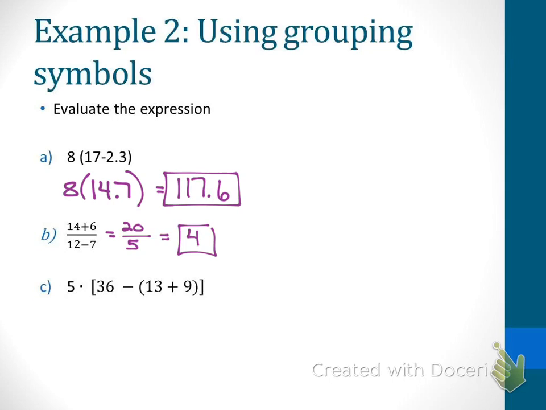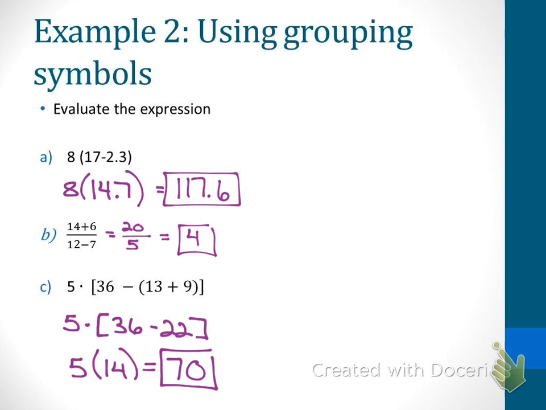All right, last but not least, in this example, I've got brackets and parentheses. I always want to start with the grouping that is farthest inside, which is going to be my parentheses. So I start with 5 times 36 minus, and what's 13 plus 9? 22. All right. Now 36 minus 22 is 14. So 5 times 14 now gives me 70, which is my answer.